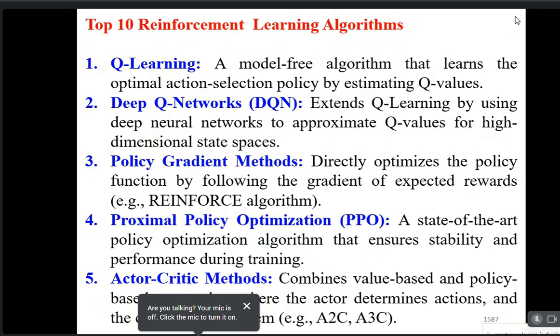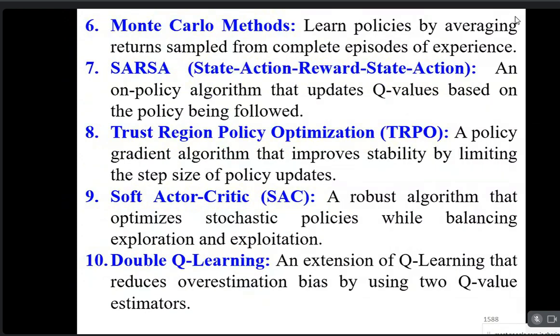That's why we are going for policy gradient methods, which directly optimize the policy function by following the gradient of expected rewards, example REINFORCE. Then actor critic methods combine value based and policy based approaches where the actor determines actions and the critic values them, A2C, A3C. Then Monte Carlo methods learn policies by averaging return sampled from complete episodes of experience.